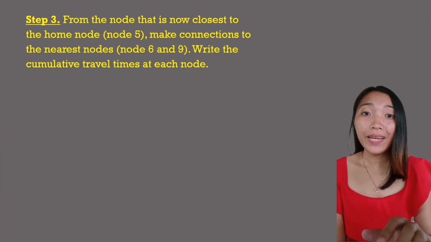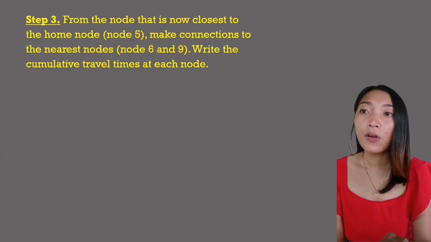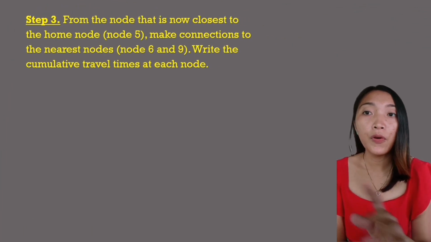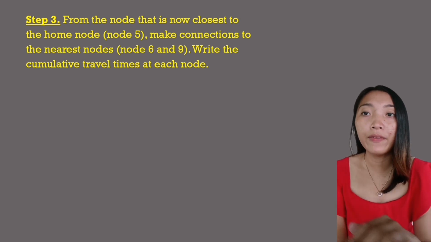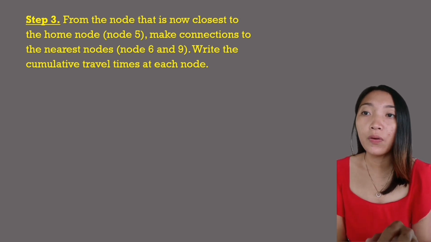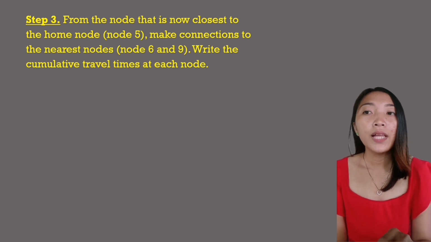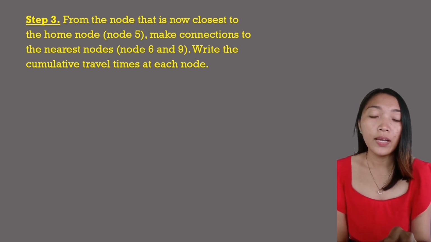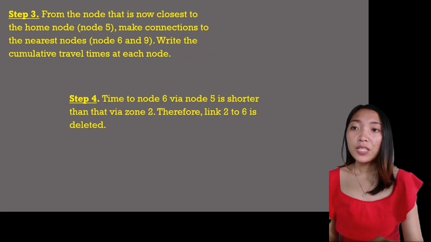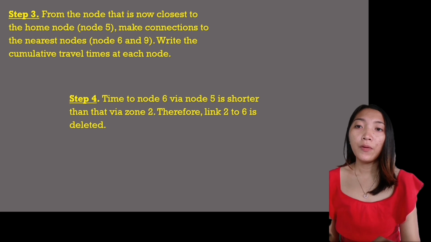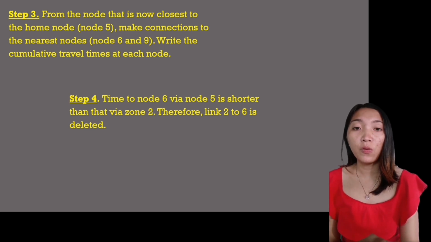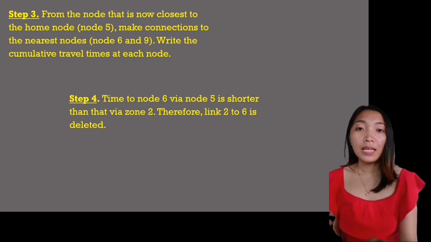So, step 3. From the node that is now closest to the home node, or node 5, make connections to the nearest nodes, which are nodes 6 and 9. Write the cumulative travel times at each node. Let's proceed to step 4. Time to node 6 via node 5 is shorter than that via node 2. Since it is nearer via node 5, therefore link 2 to 6 is deleted.